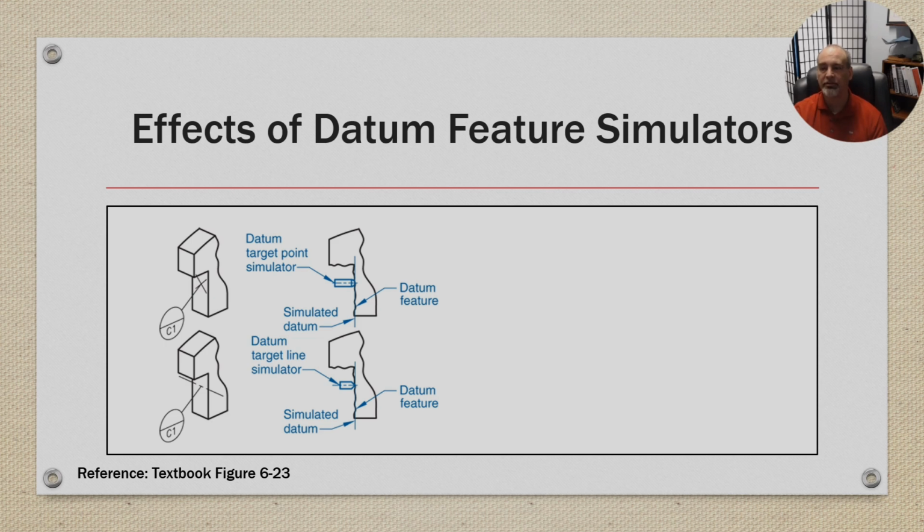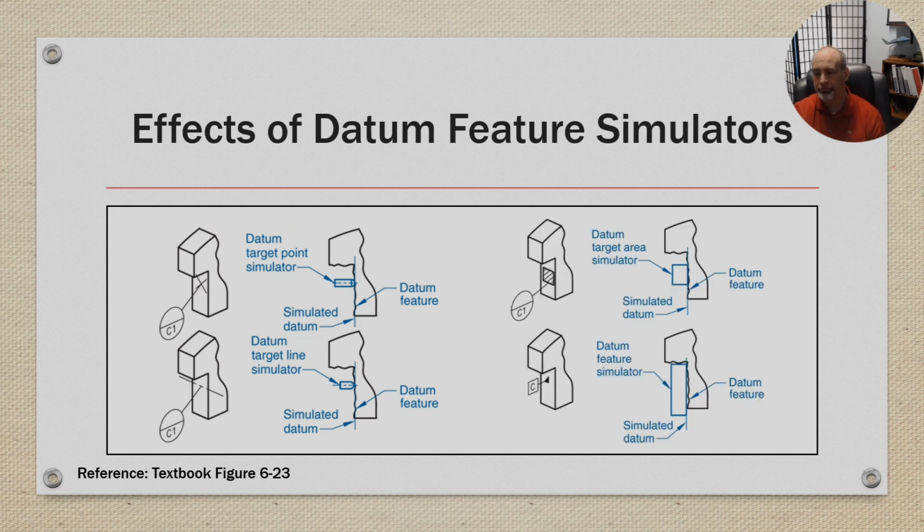Okay, the effects of datum feature simulators. On the left, these are some of the examples in the textbook. There are more. We have an example of a datum point on a surface, C1, in the first left, and they've got a spherical pin or tooling ball that's touching it in the side view. And it has to be a zone that's measured with a tolerance in each axis of the plane it simulates.